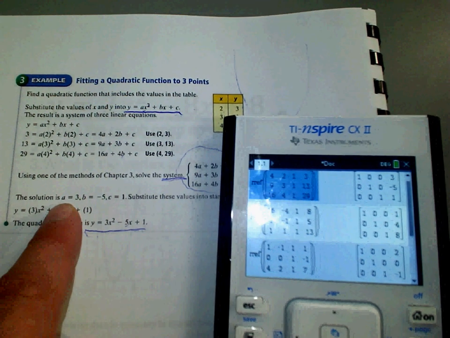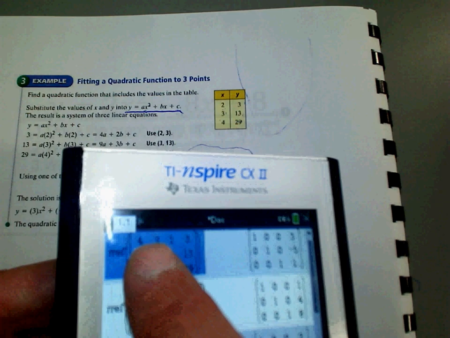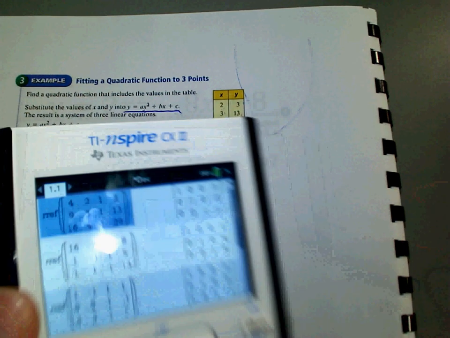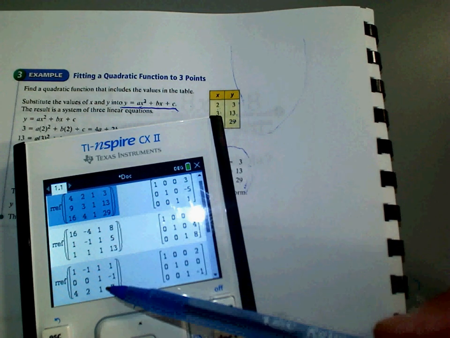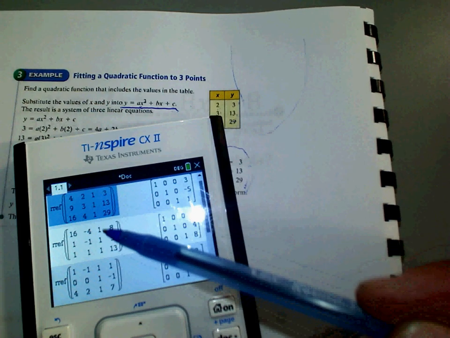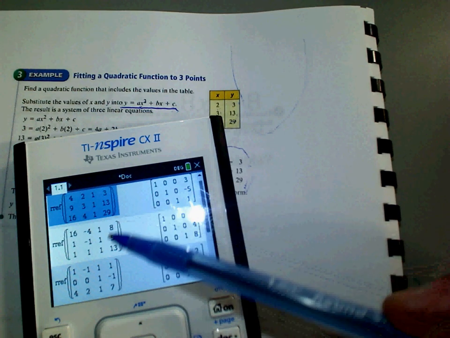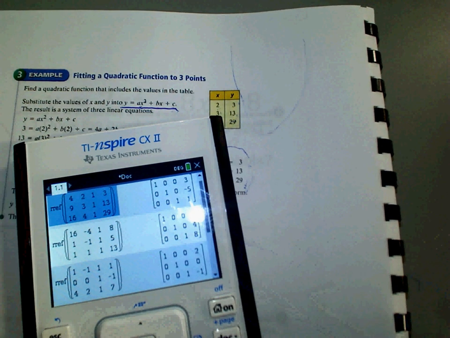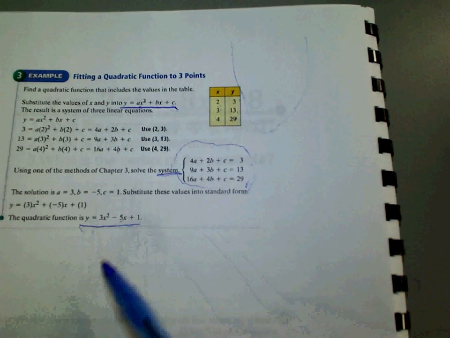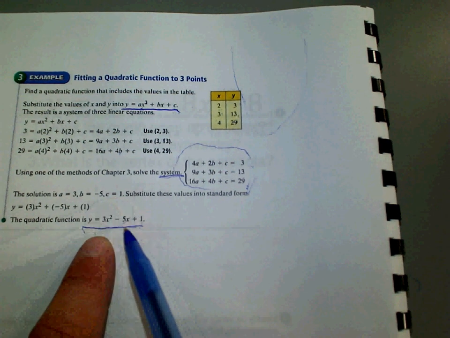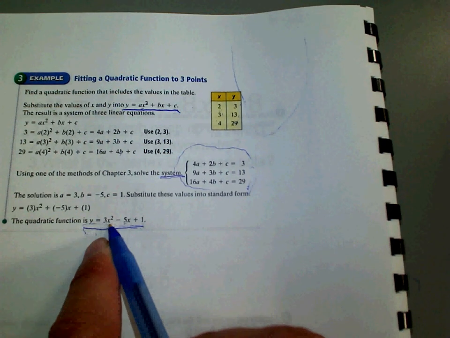And when you do, you get 3, negative 5, 1. If you got it, good job. You must have known, hey, we're going to put 4, 2, 1, 13; 9, 3, 1, 3. Oh, and by the way, when you use this RREF, you can see I've done it for other problems in this lesson already. There's always ones right here where the C is at. So that part won't change. There's always a 1 there. And yes, on this one right here, we get 3, negative 5, 1 as the A, the B, and the C, which means this would be our answer. The quadratic function would be y equals 3x squared minus 5x plus 1.